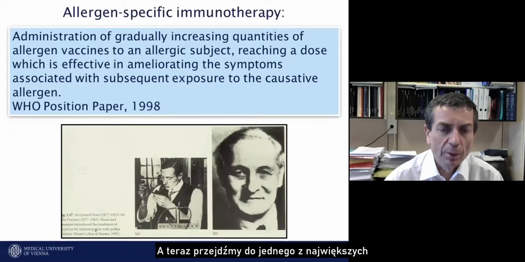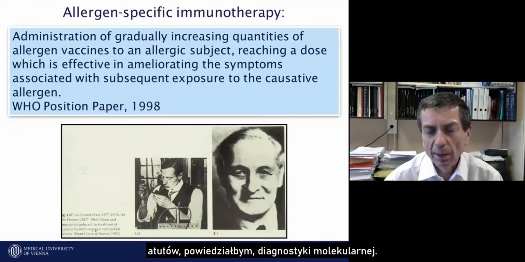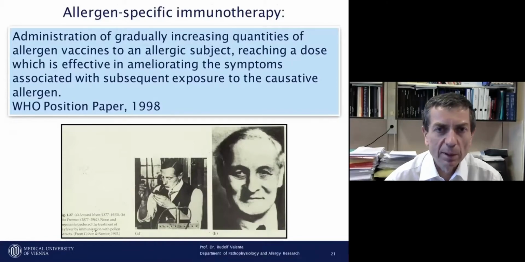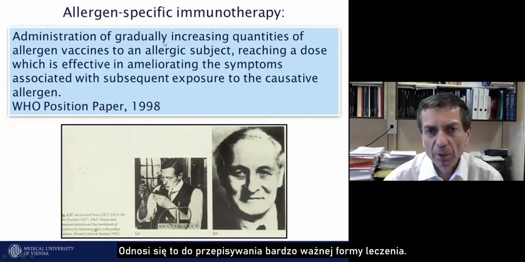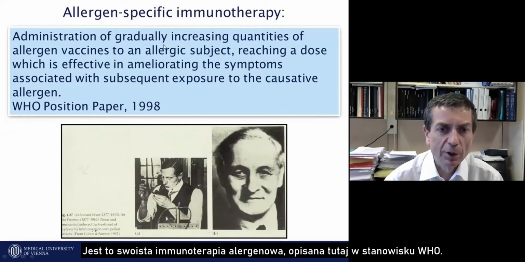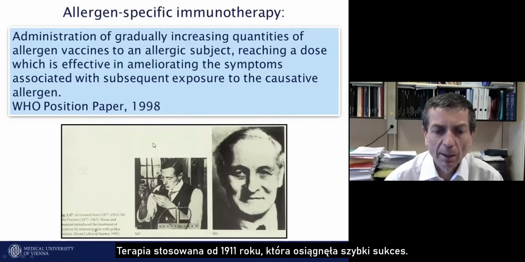Now let's turn to one of the big strengths, I would say, of molecular diagnosis, and this refers to the prescription of a very important form of treatment, and this is allergen-specific immunotherapy described here in this position paper, a therapy that is given since 1911 with big success.